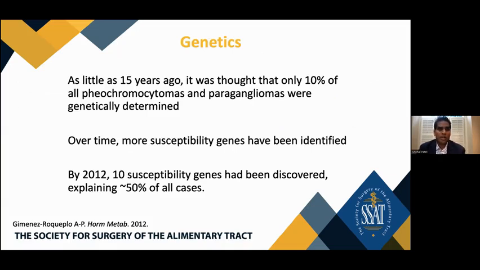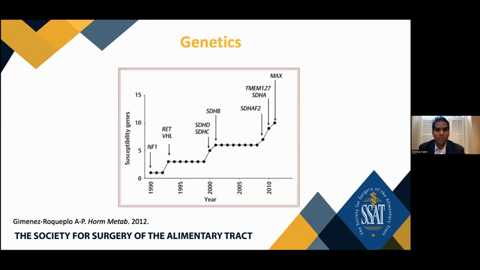The genetics part is, almost 15 years ago, it was thought that only about 10% of all these paragangliomas and pheos were genetically determined, but many more susceptibility genes have been identified, and so now we're talking about it explaining almost half the cases. And when you look at the chart for genetics, anything from NF1 to the RET oncogene, VHL, and obviously the SDH mutations have all been associated with pheos and paragangliomas.